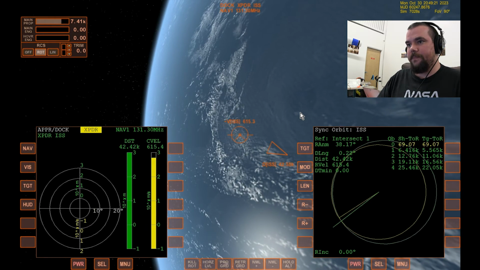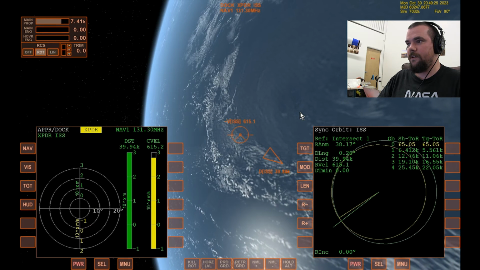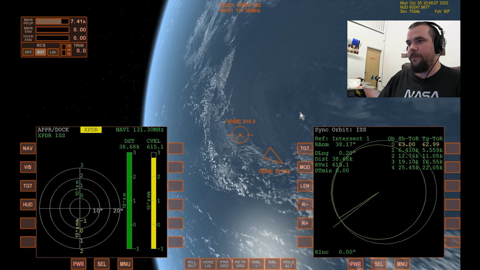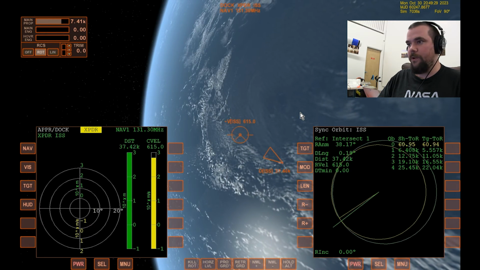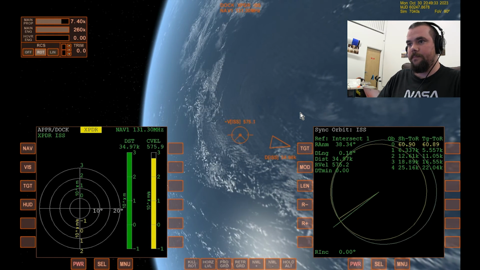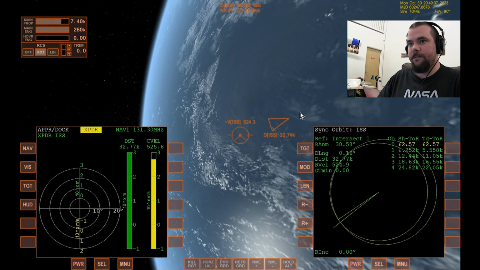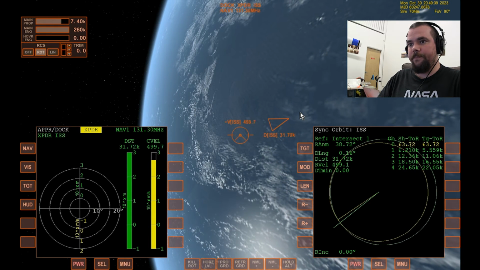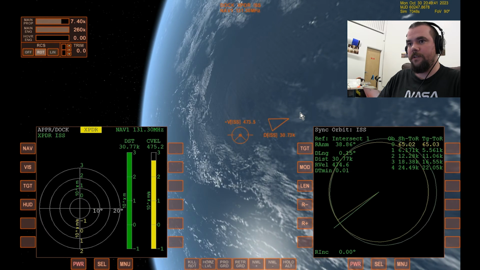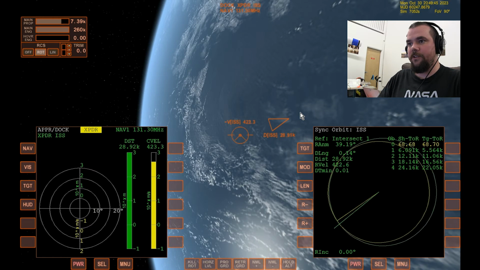Ten, 9, 8, 7, 6, 5, 4, 3, 2, 1, burn. It's a very critical maneuver here. Closing velocity is coming down pretty quick. That's good. I'm at 30 kilometers from the International Space Station.